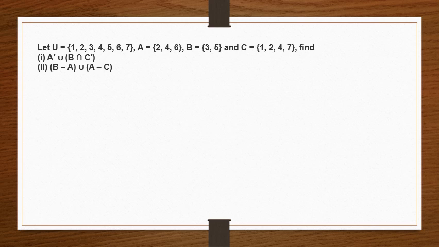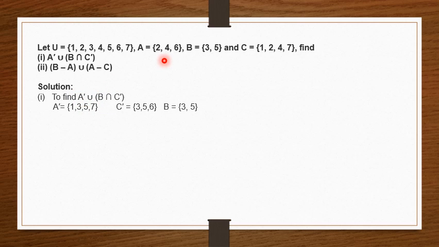Here is another question. Read the question and try to do it yourself. U is given, A is given, B is given, C is given. You need to find A complement union B intersection C complement. So to find A complement union B intersection C complement, we need to find A complement, we need to find C complement. After that, we need to find B intersection C complement. Then we need to find the union.